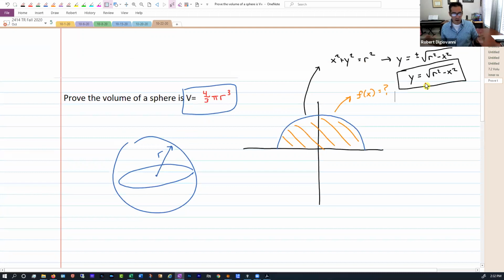Now I'm going to ask you to consider this. Instead of taking the whole top half and wrapping it around the x-axis, is it okay with you if I just chop off the left half and rotate just the right half around and then double that answer? Because if I wrap just that around the x-axis, we're going to have half a sphere. We're going to get this shape, roughly, right?